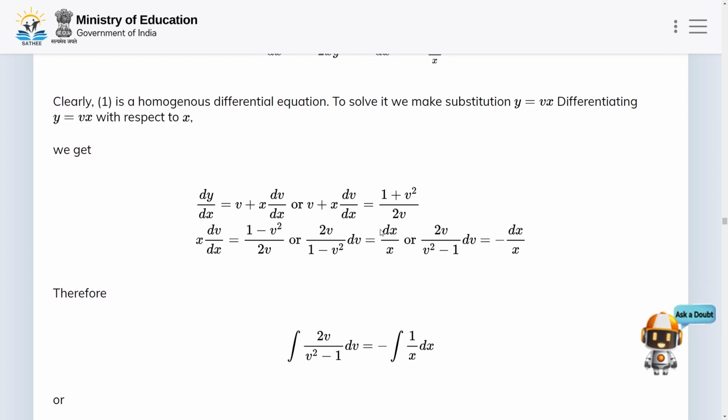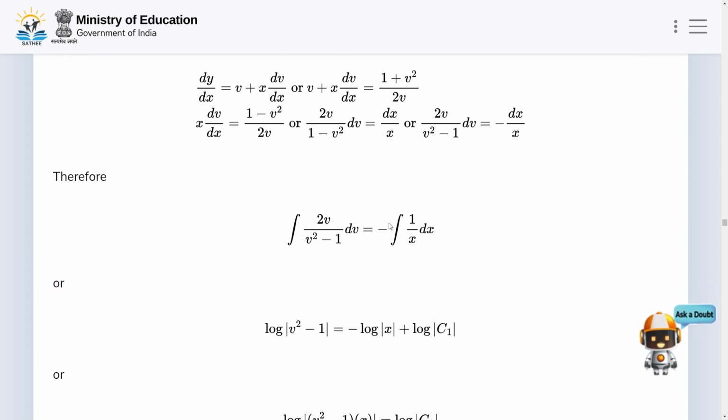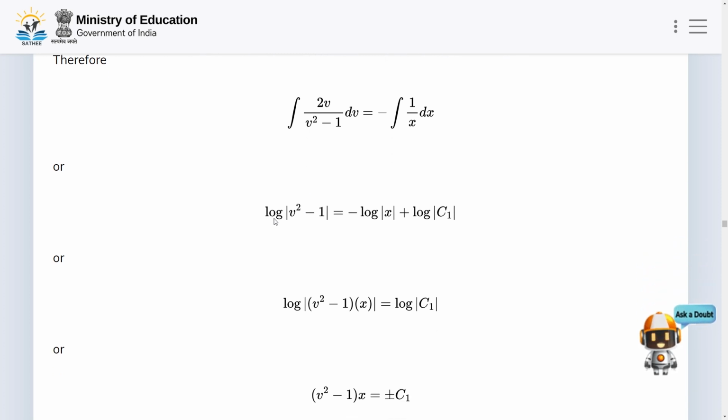Now rearrange some terms and use separation of variables. You will get 2v divided by v square minus 1 dv is equal to minus dx by x. Integrate both sides. This integration is quite easy. Minus log mod x plus some constant, which we are taking in terms of log, so log mod c1. Substitute your denominator as t. You can directly replace your numerator by just dt. So your integration for this will be just directly log modulus v square minus 1.